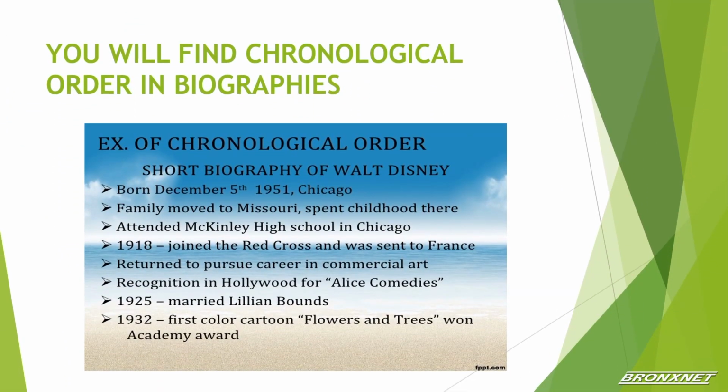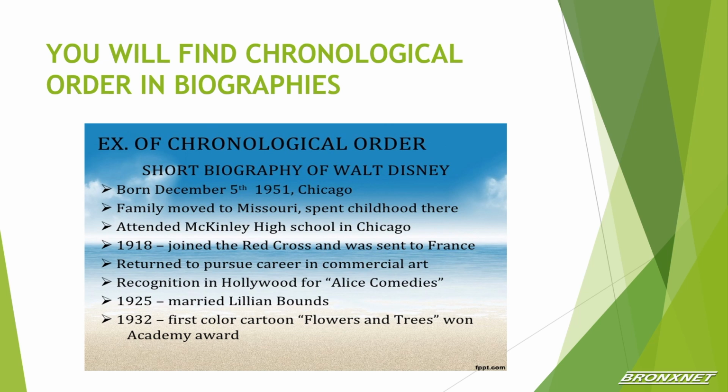You will also find chronological order in biographies. Here's an example. Walt Disney was born December 5, 1901 in Chicago. His family then moved to Missouri, where he spent his childhood. He attended McKinley High School in Chicago. Then in 1918, he joined the Red Cross and was sent to France. He returned to pursue a career in commercial arts.